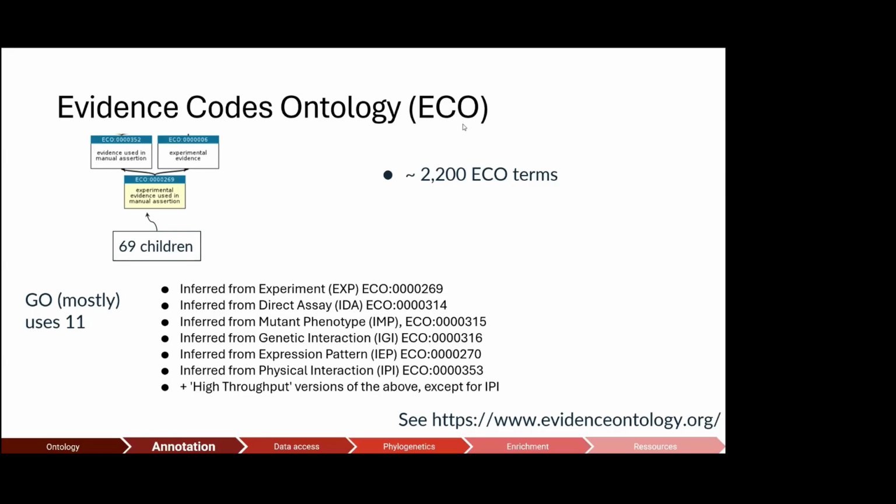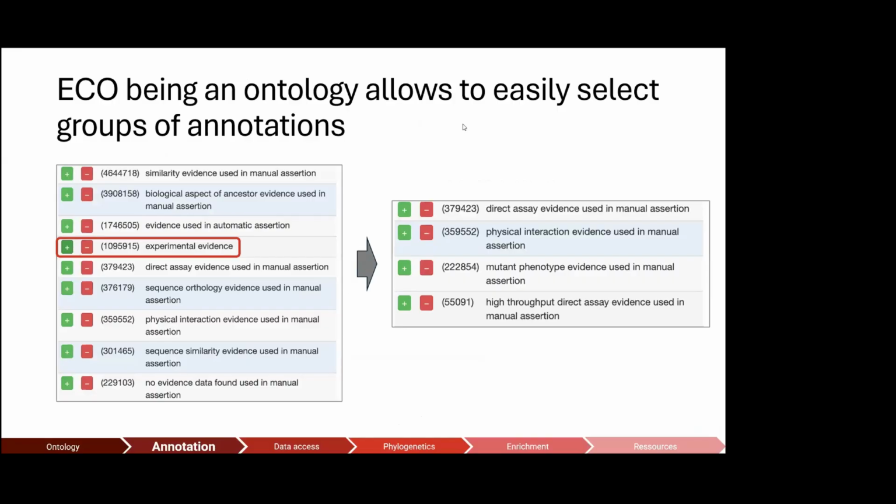So that's the second part: after the statement, you have the evidence code. And since it's an ontology, there is a hierarchy. So it's very convenient if you want to select a group of annotations. If you see on the left part, for instance, you can select the experimental evidence, and you have a number of annotations associated to it. But if you want to go into more detail or look for a specific type of annotation, you can go to direct assay evidence or physical interaction. So you can navigate and do very specific searches.